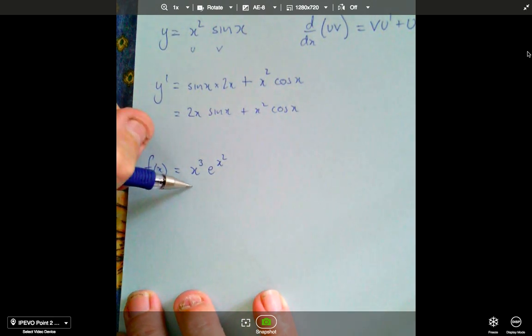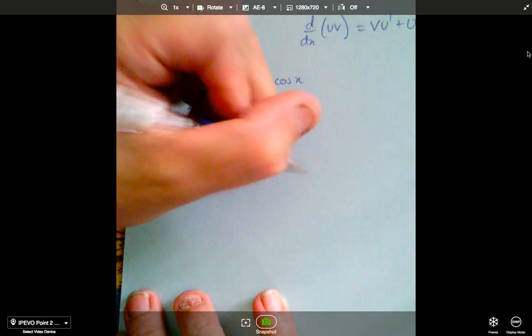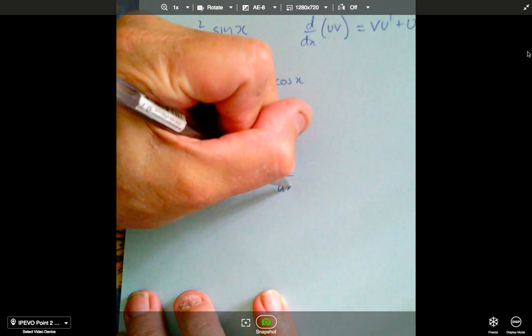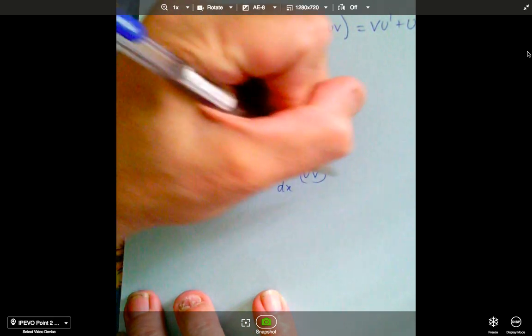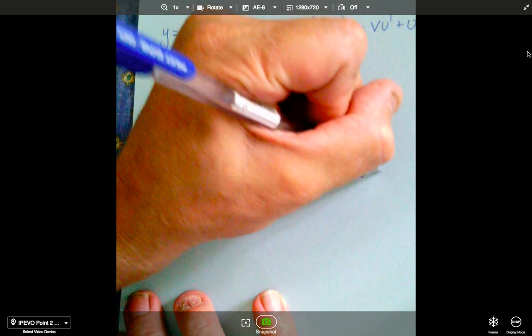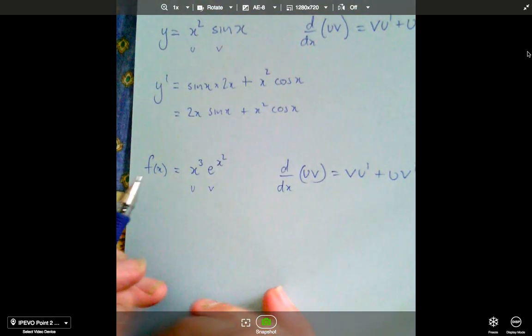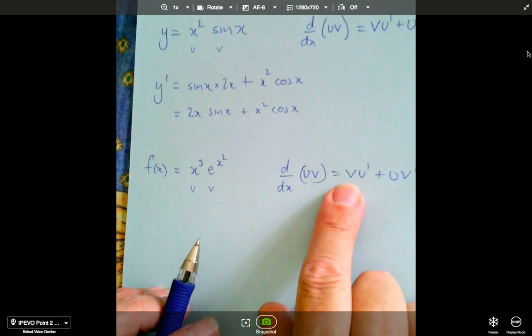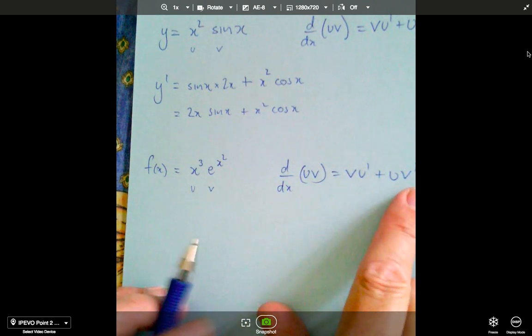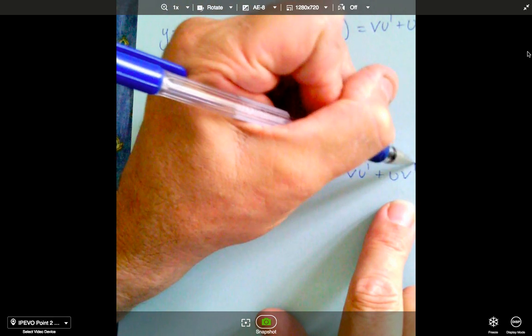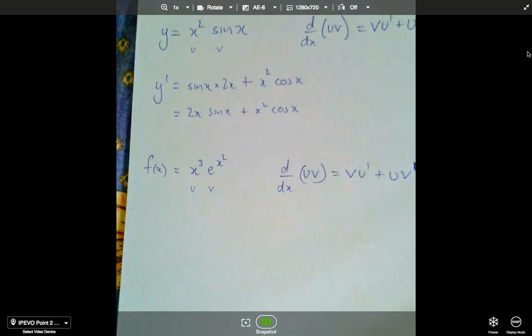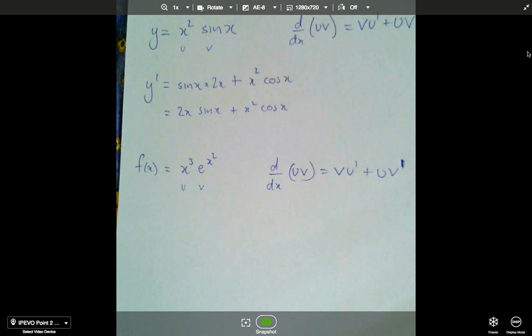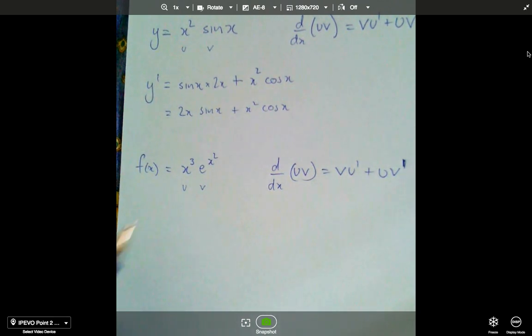Again, this is our u, this is our v. Our formula is the derivative of uv equals vu dash plus uv dash. It's nice in that sense. And I'll just put the dash so you can see it. Okay, so in this case, what is v?